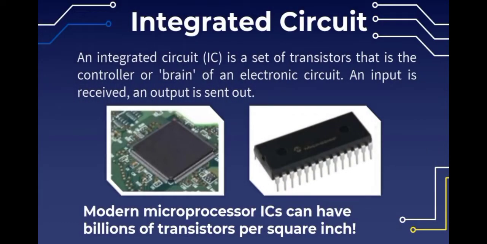Another is integrated circuit. An integrated circuit, or IC, is a set of transistors that is the controller or brain of an electronic circuit. An input is received and an output is sent out. Modern microprocessor ICs can have billions of transistors per square inch.